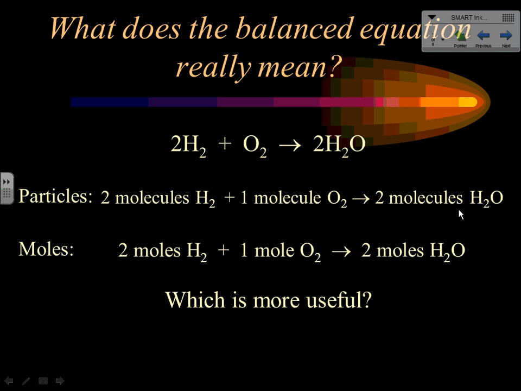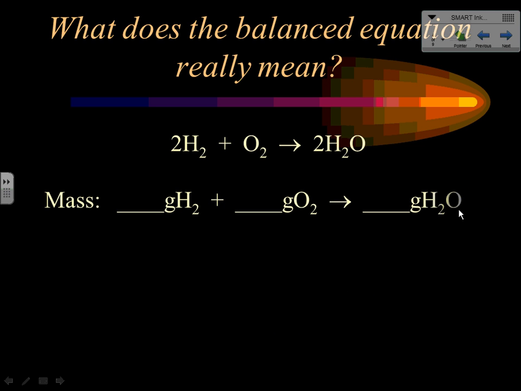Now, which one of these relationships is more useful? Well, remember, particles are incredibly small. We never really deal with a particle amount. So that's why, when we were looking at molecular formulas and empirical formulas, we looked at those as ratios of moles, because the mole amount is a much more workable, useful, everyday amount. We never really deal on the particle level because it's just too small.